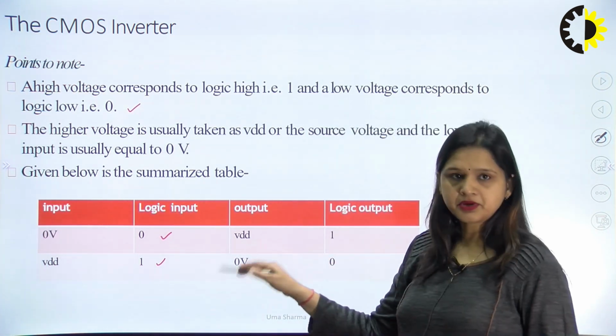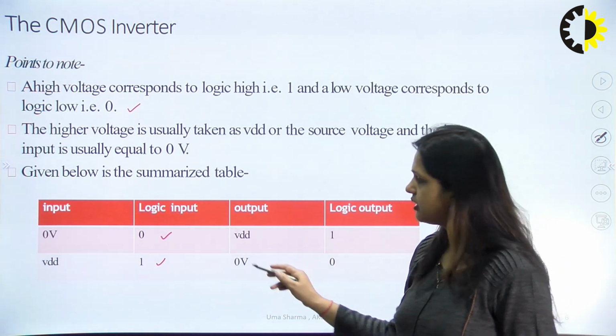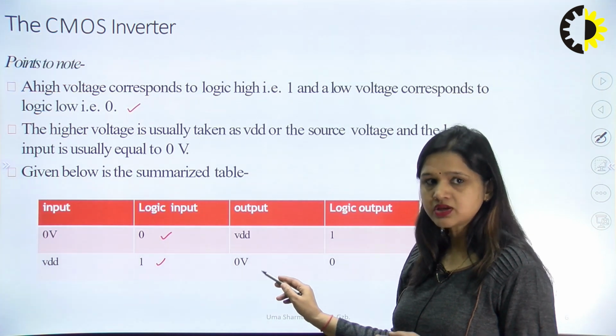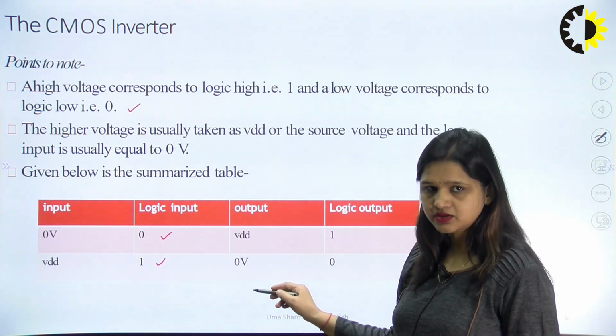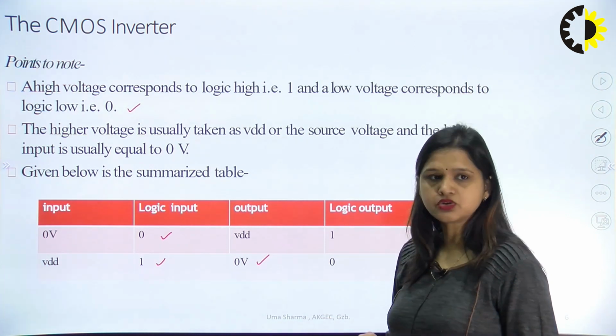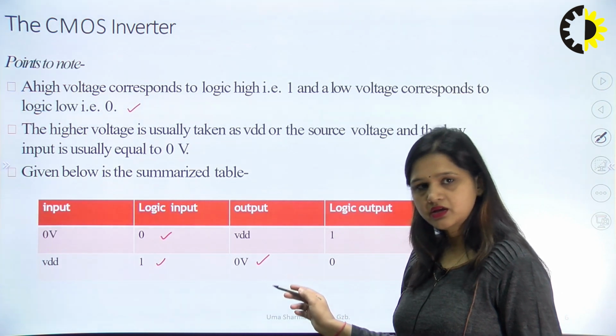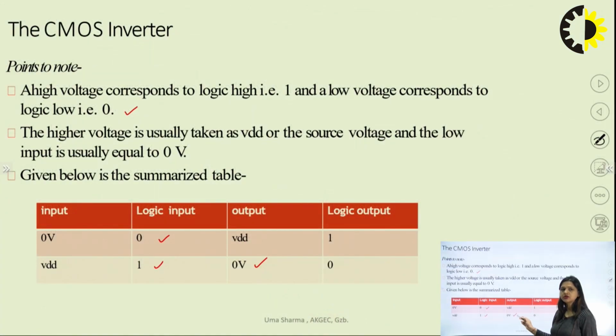As we discussed in the previous slide, for high input the output will be due to the NMOS, and the output terminal is connected to ground. So this output equals 0 volt, whereas when 0 input is applied, the output is due to the PMOS transistor, and when PMOS is on, the output terminal is connected to supply. So the output equals VDD, which is considered logic high, and 0 volt or ground is considered logic 0.